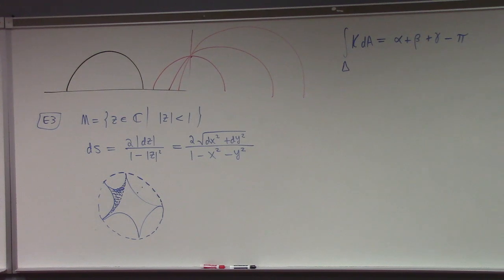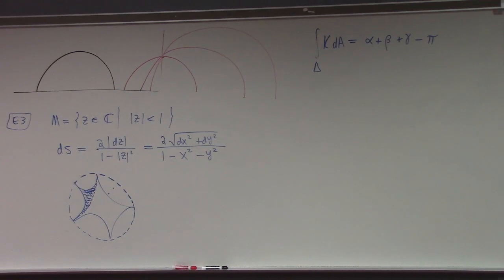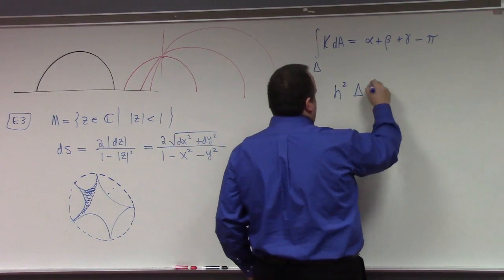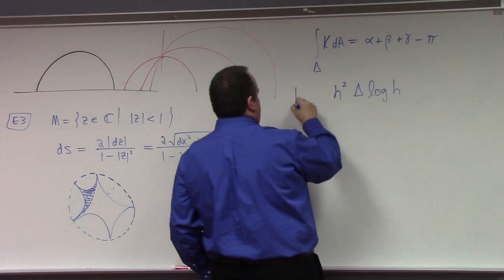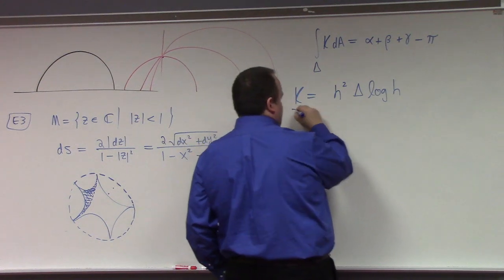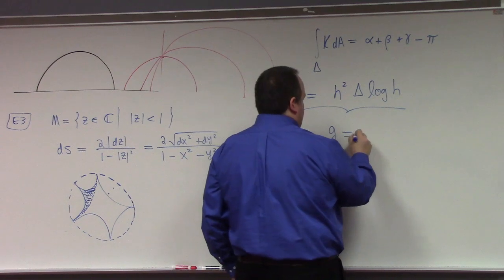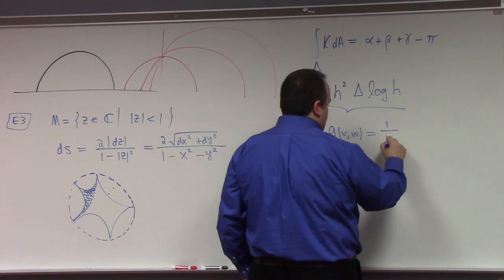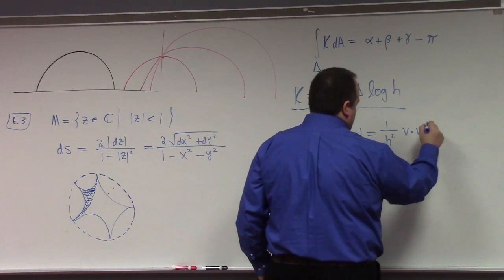Now of course that begs the question, what on earth is the curvature? There are different ways of defining it, but just because I don't want to teach it to the course in the last 10 minutes of this class, you can derive a formula which is h squared times the Laplacian of the log of h. H squared times the Laplacian of the log of h. This is the curvature. This is for if your metric g acts on v, w as something like 1 over h squared times the dot product of v and w.